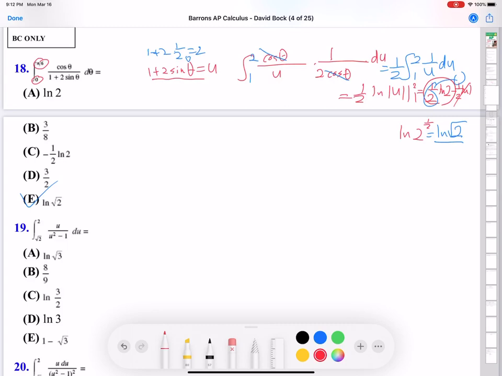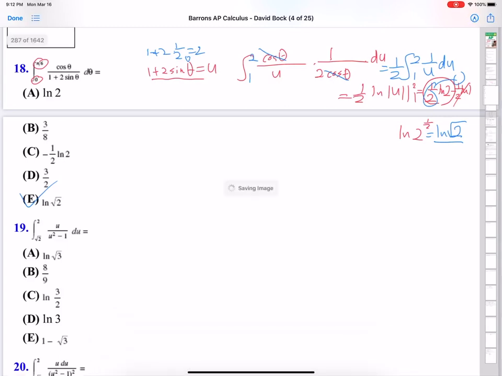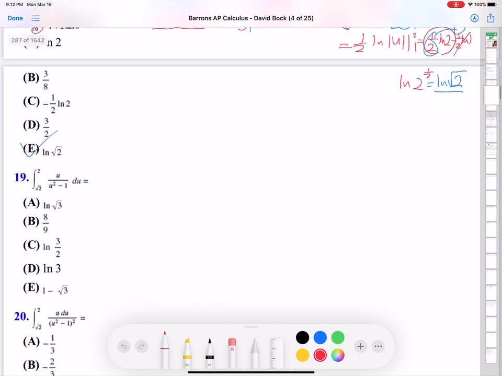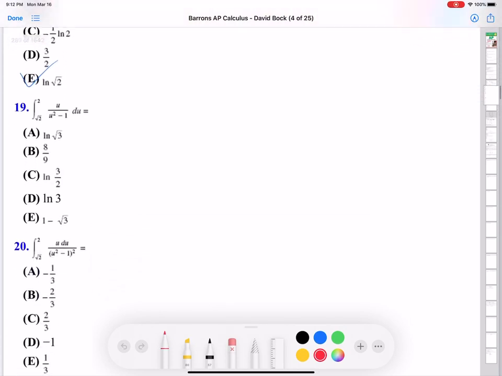Number 19. Integral from square root of 2 to 2 of u over u squared minus 1 du. It is a u substitution, but this equation already includes small u, so I'm going to let large U equal small u squared minus 1. And then I change that small u function to a large U function. Integral small u over large U, times 1 over the derivative of the U part, which is 2u, dU.